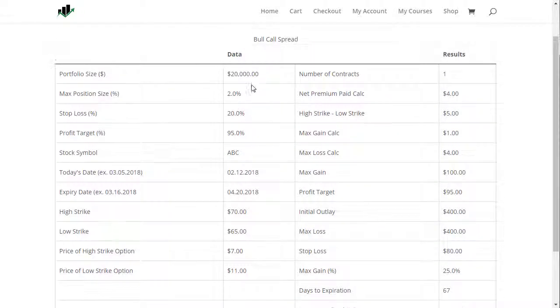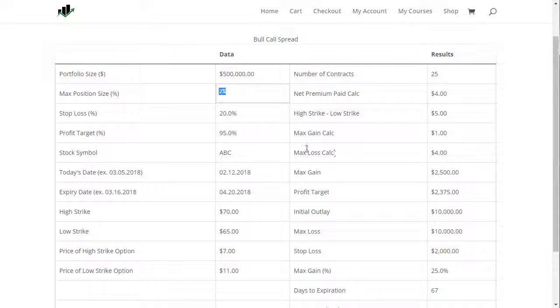There we go. So let's put in a portfolio size of $500,000 trading value. And we're going to have, okay, stop loss 20% is good, profit target 95%. Our stock symbol is Adobe. And we can maybe capitalize it, right? And today's date is the 24th. Now I'm going to put in the 25th because that's actually the trading day, right? So let's put in the trading day. 25th is 2019. And the expiration, this thing expires March 22nd. So let's put that in there.